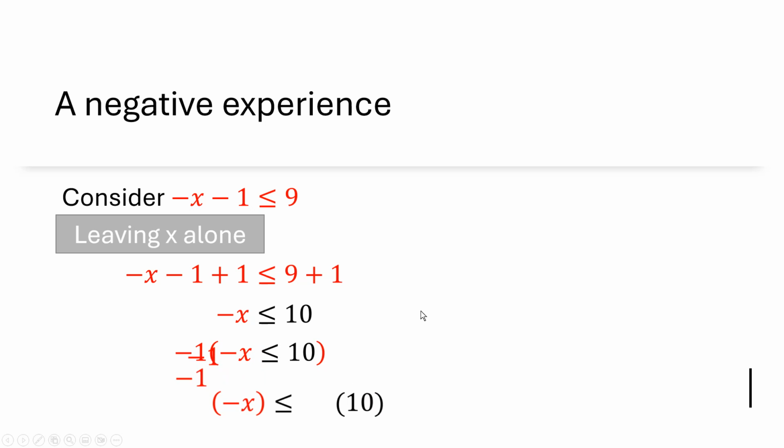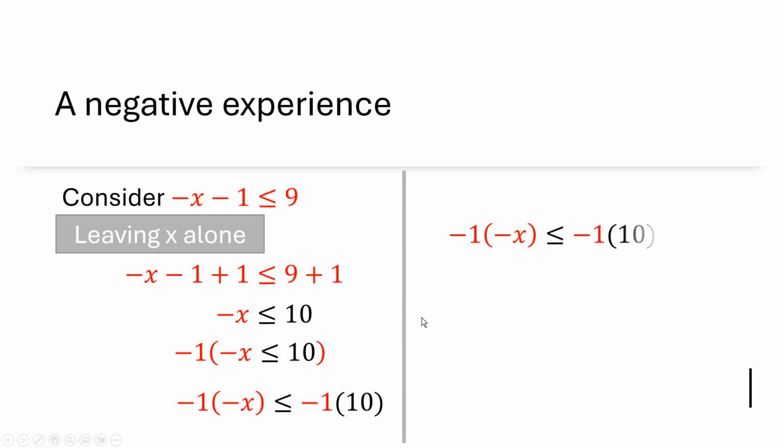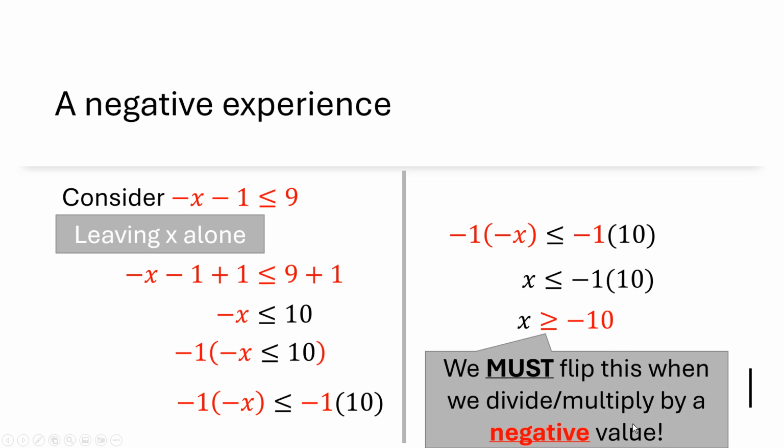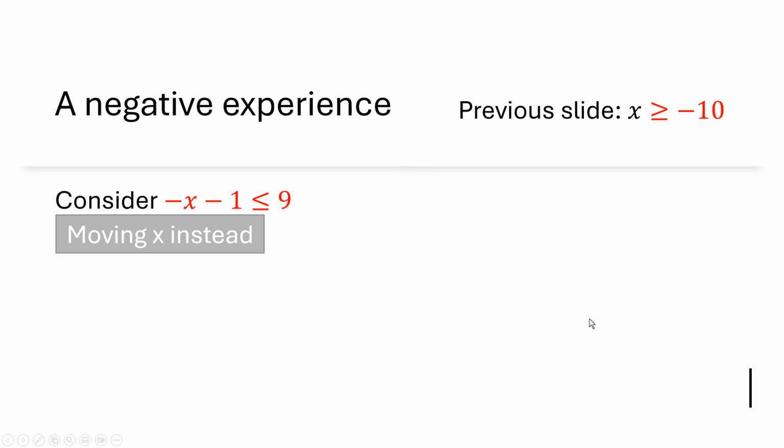So when we do that, what we're actually doing is distributing a negative 1. And when we take care of that, we also need to flip that sign. So x is now greater than or equal to negative 10. So that's what happens when we multiply or divide by a negative: we have to flip that sign. We must flip the sign when we divide by a negative value, as stated on an earlier slide, but this is just a reminder.